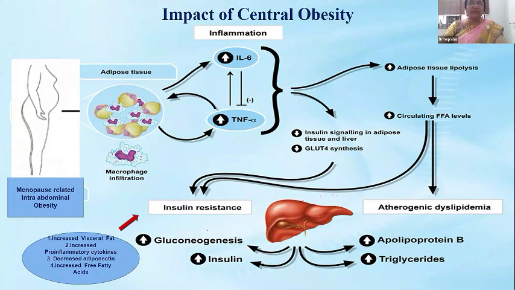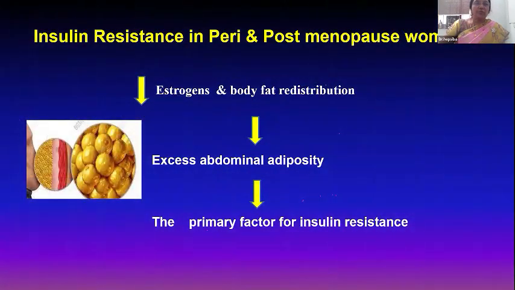So that reduces the insulin signaling through GLUT4 synthesis, which causes insulin resistance. On the other hand, there are increased adipose free fatty acids and circulating lipids, which also cause atherogenic activity. So the insulin resistance, how does it happen?